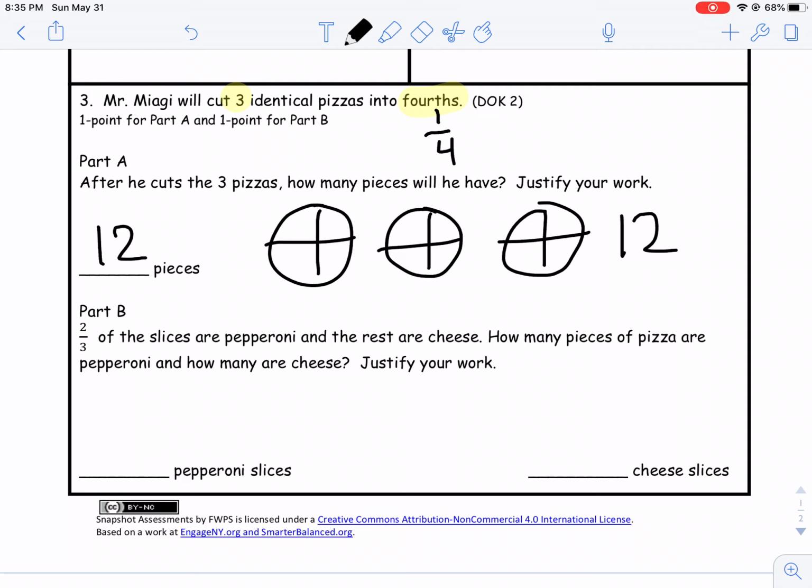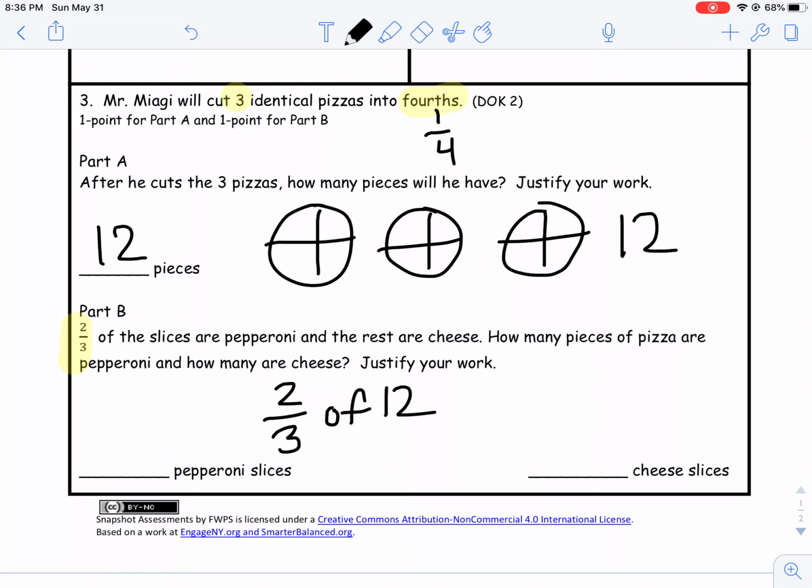Part B. 2/3 of the slices are pepperoni and the rest are cheese. How many pieces of pizza are pepperoni and how many are cheese? Justify your work or show your work. Okay, so I have 12 pieces total, and 2/3 of those 12 pieces are pepperoni. So I have 2/3 of 12.